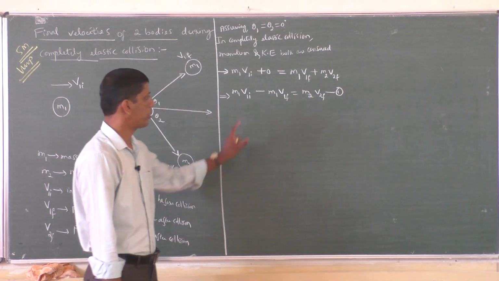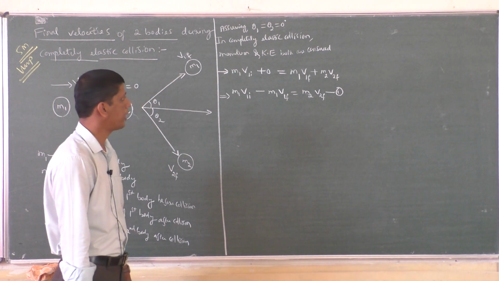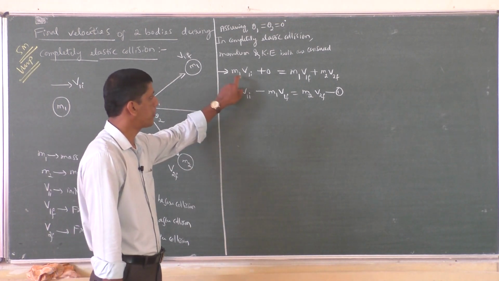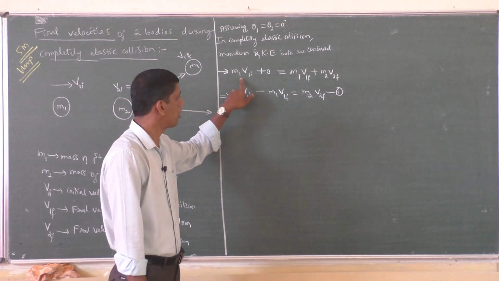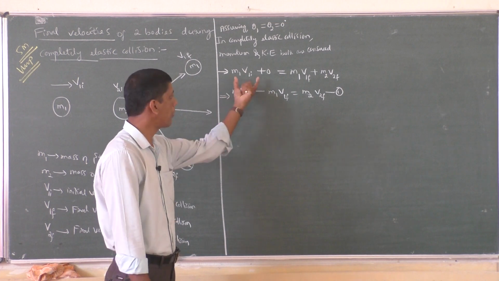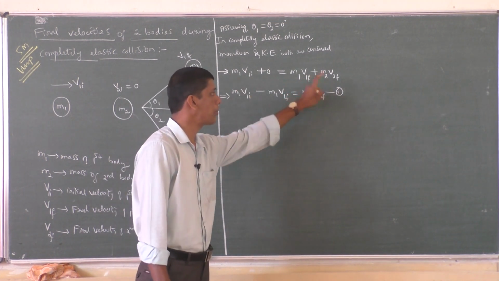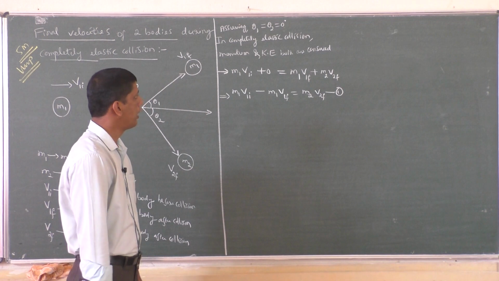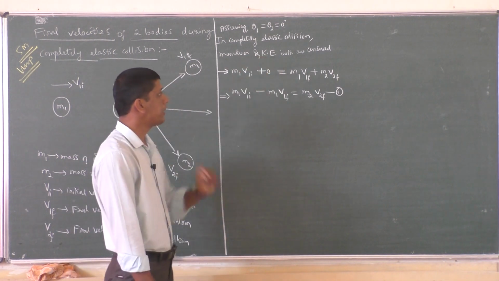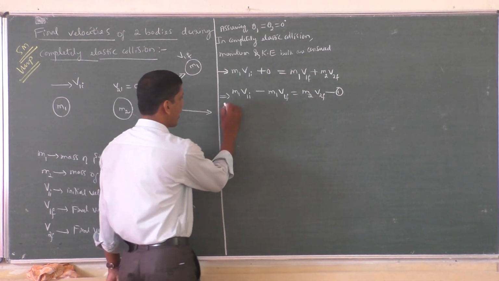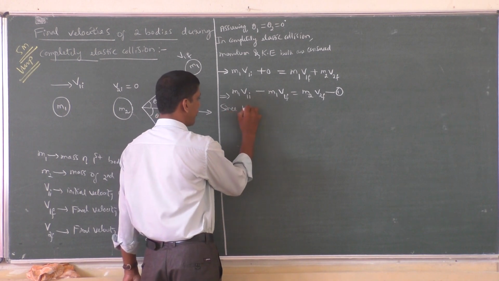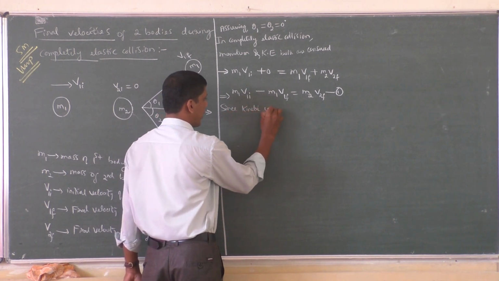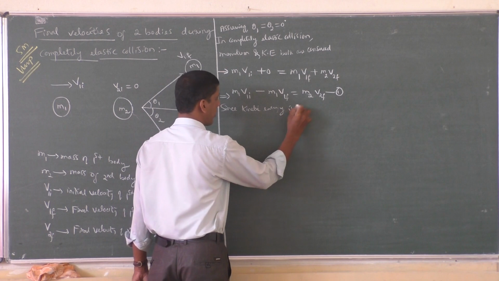Correct, take note. So this is the first equation we obtained, and this formula is written on the basis of the law of conservation of momentum. Total momentum before collision should be equal to total momentum after collision. Now the second part: kinetic energy is also conserved. So since kinetic energy is conserved, kinetic energy is conserved.